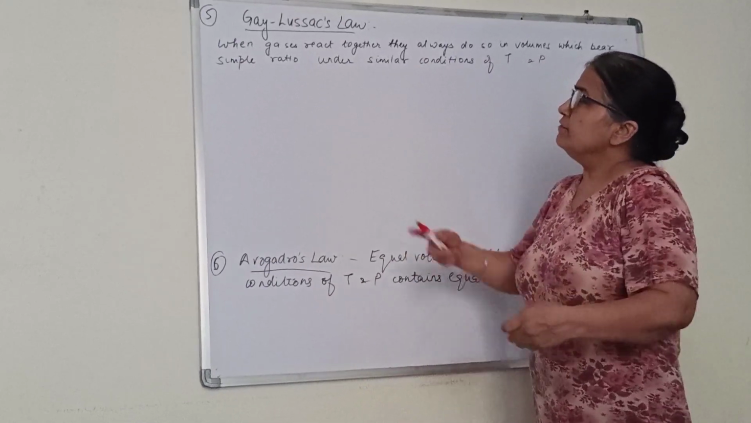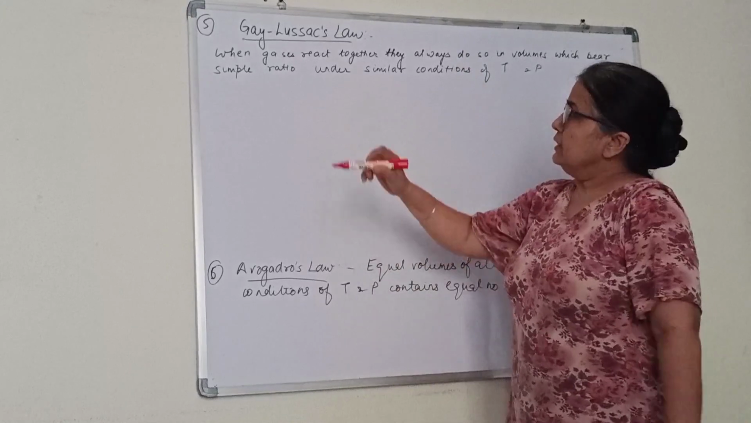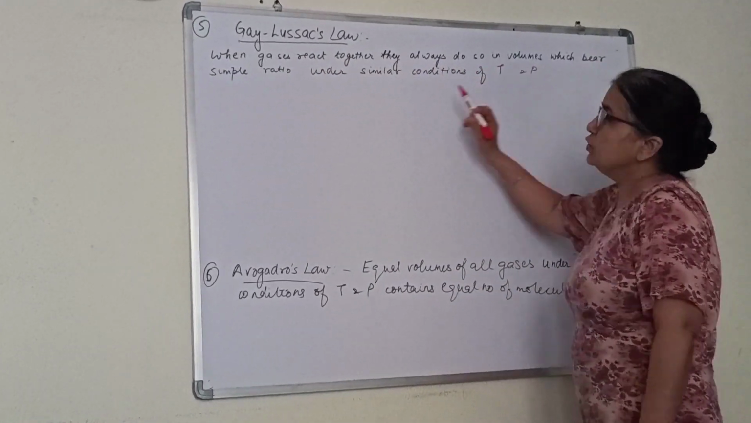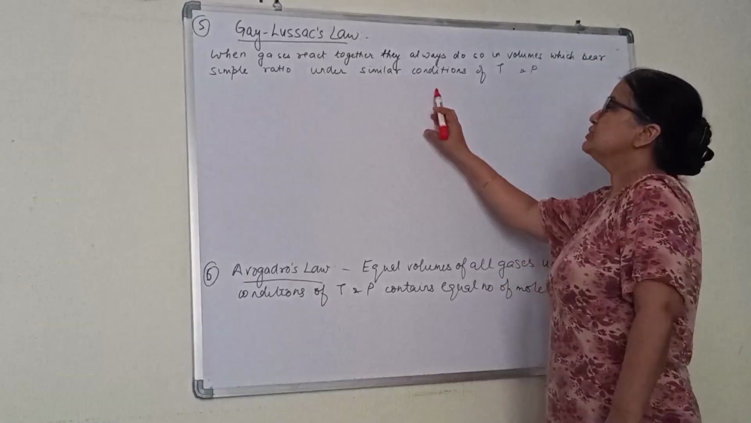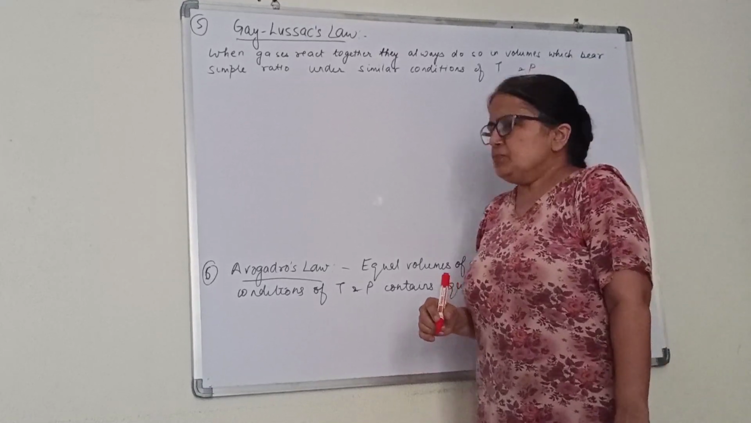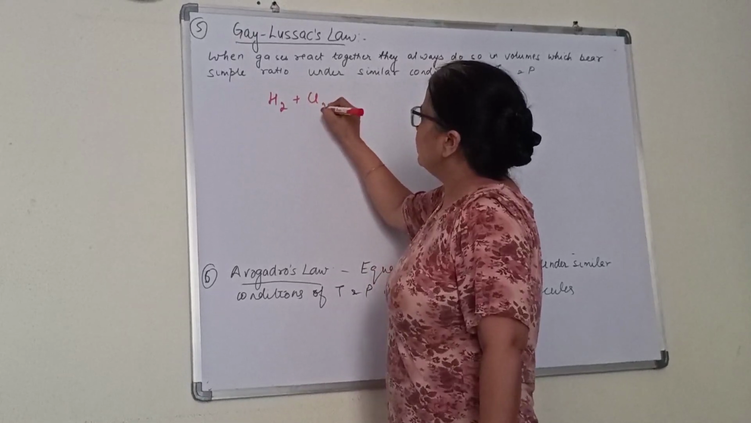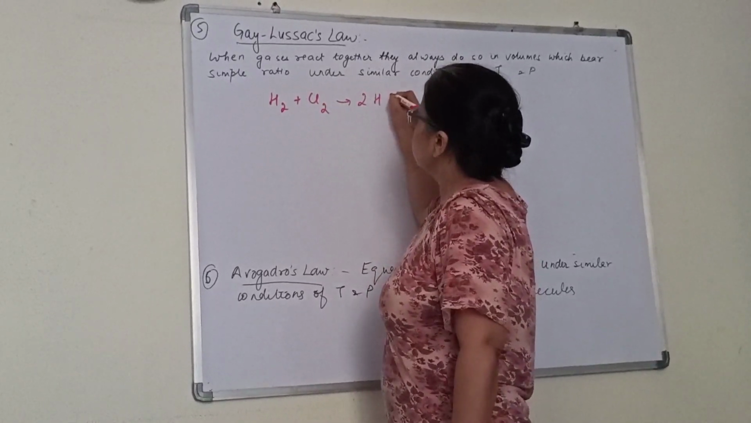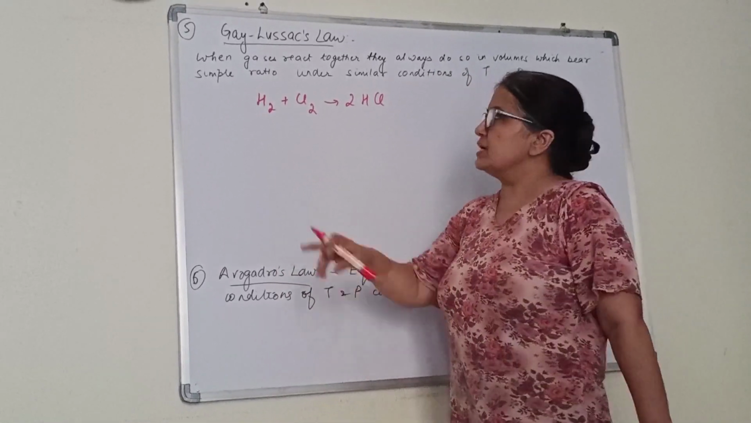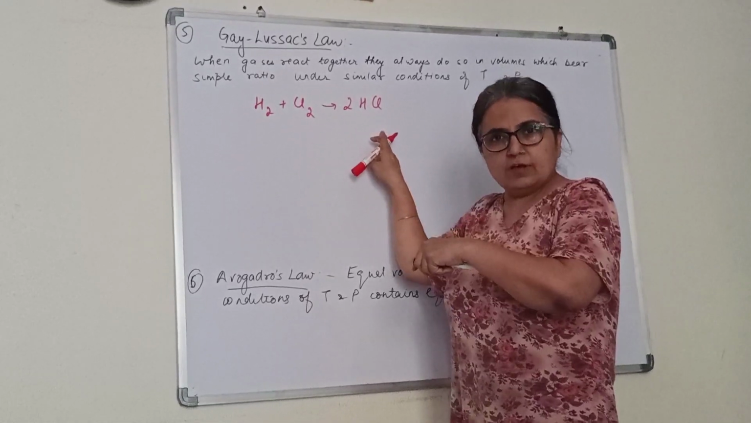First one is, that is fifth as per the number, Gay-Lussac's law. The law says when gases react together, they always do so in volumes which bear a simple ratio under similar conditions of temperature and pressure. That means, suppose I write the equation hydrogen plus chlorine forming HCl. That is the balanced equation. Till now in stoichiometry we have been discussing that 1 mole of this reacts with 1 mole of chlorine and forms 2 moles of HCl.